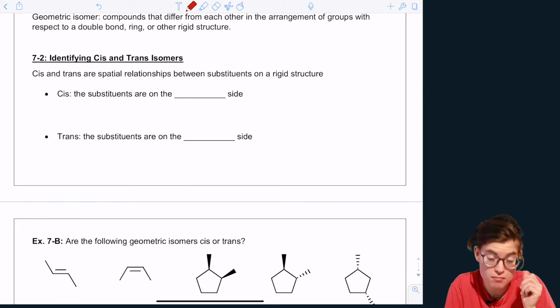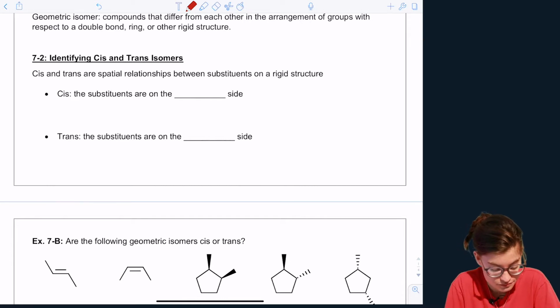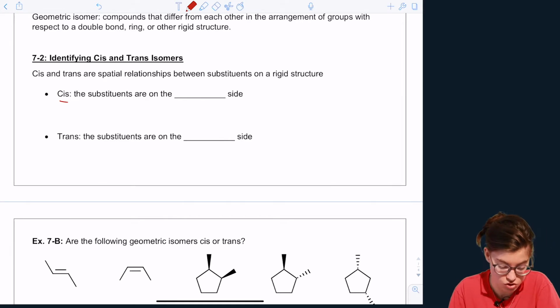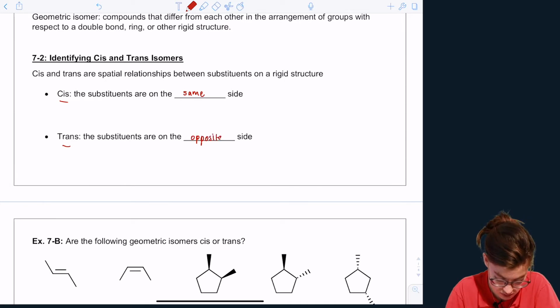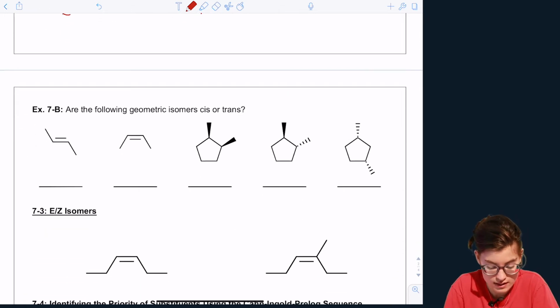Classify some geometric isomers as cis-trans isomers. All right, so cis and trans are spatial relationships between substituents on a rigid structure, where for cis, the substituents are on the same side, and for trans, the substituents are on opposite sides, okay?